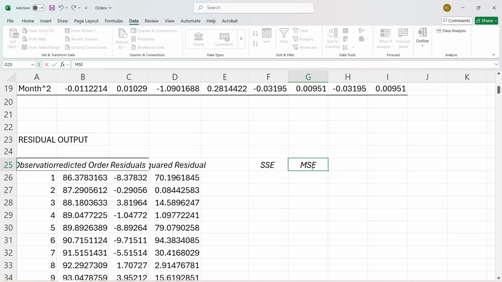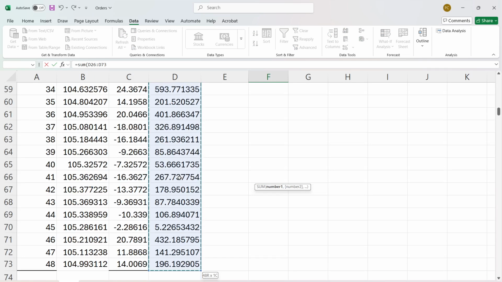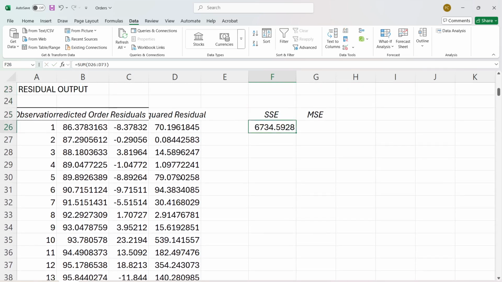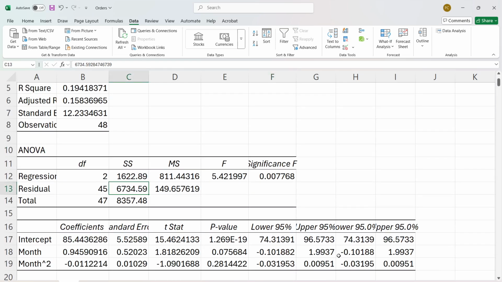As is often the case in statistics, we have to have at least two different names for the same thing. So the sum of squared errors for this column of squared residuals is just going to be sum. That's a squared error. We go all the way to the bottom, close the parentheses, hit enter. How big is the sum of squared errors? 6734.5928. That number there is the sum of squared residuals, as you might guess from the name. All right, SSR, sum of squared residuals. And then the mean squared residual.